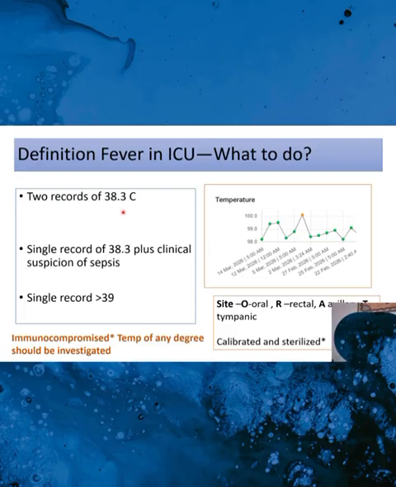So a single record of 38.3 plus a clinical suspicion of sepsis, that fever should also be taken seriously. If there is a single record more than 39, that has to be evaluated. There is a caveat: if there is an immunocompromised patient or a patient with febrile neutropenia, any sort of temperature, or even if this patient develops say rigors, I will take it seriously without temperature also, and that is a marker of sepsis. So the temperature trends have to be seen in the last 24-48 hours, and this is how you define the fever and approach the fever in the ICU.